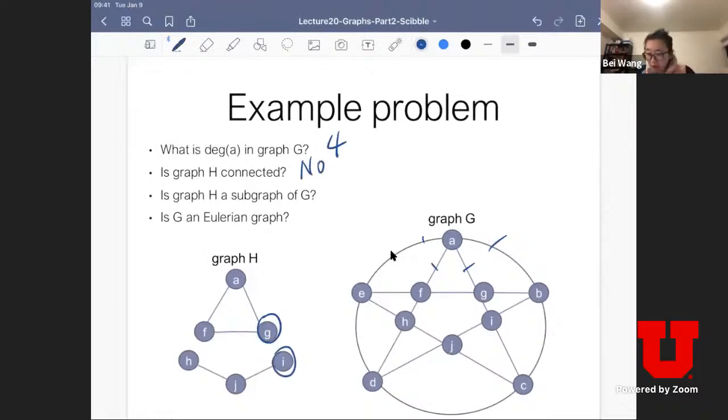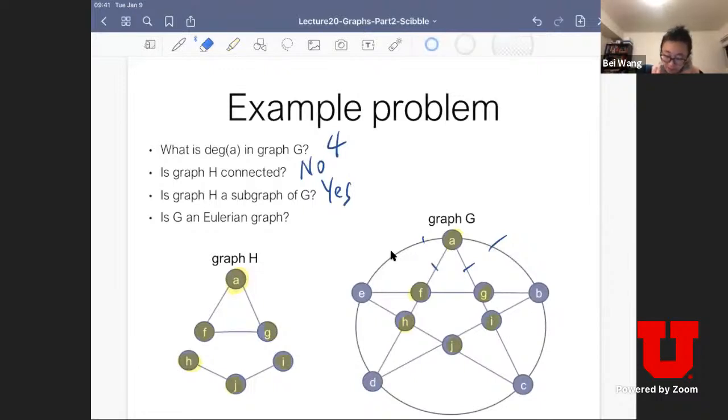Is H a subgraph of G? The answer is yes. Remember, when you say something is a subgraph, there is a mapping between vertices in H to vertices in G, and from edges in H to edges in G. So let's check that. So we're claiming H is a subgraph of G. So A maps to A, F maps to F, G maps to G. H maps to H, J maps to J, I maps to I.